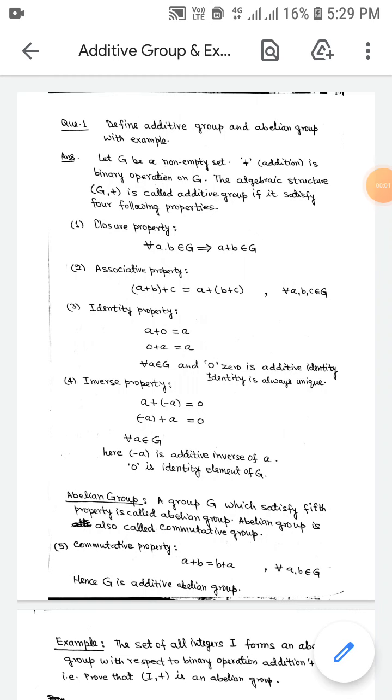Good morning students. Today we will study additive group and we also give some examples of additive group. First we define additive group. What is additive group? In additive group there are two things. First is a non-empty set and other is a binary operation. So let us consider a non-empty set, let it be G, and a binary operation.